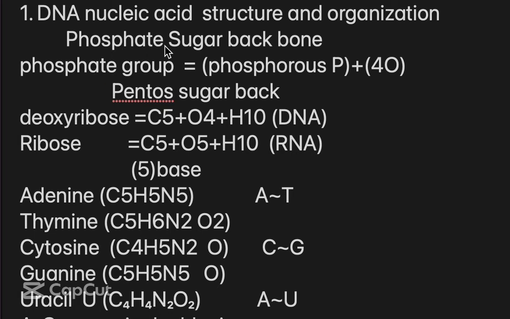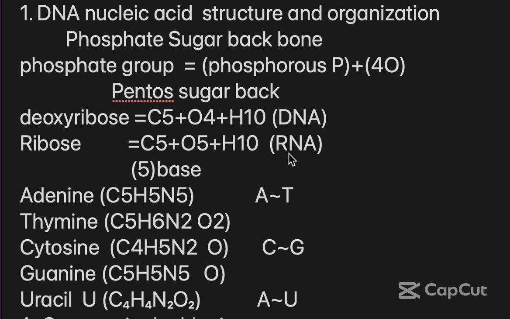So let's see here, the phosphate group backbone. The phosphate group is phosphorus 1 and oxygen 4. Pentose sugar is in the middle between phosphorus and nitrogen bases. Deoxyribose will be DNA and ribose will be RNA. This is a sugar name. Deoxyribose sugar is always used for DNA and ribose sugar is always used for RNA.